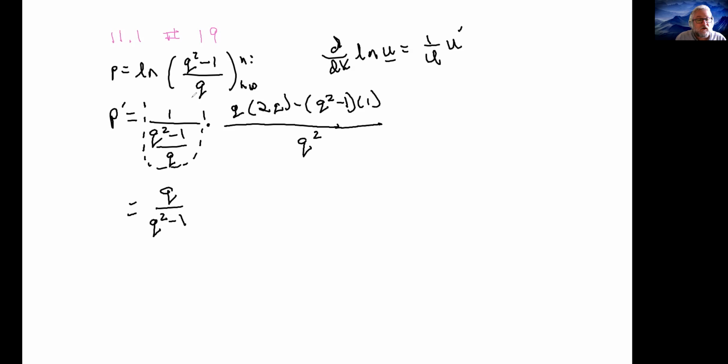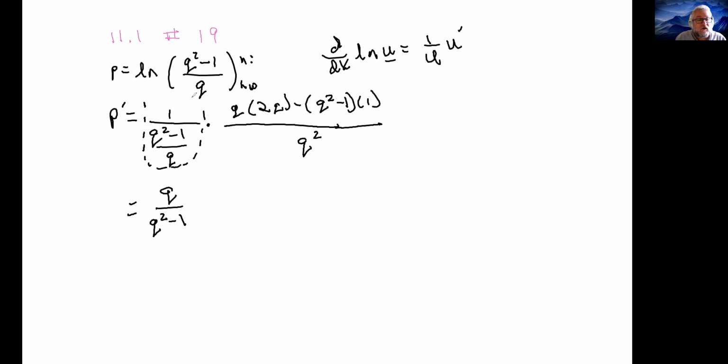Now I need to do the derivative of the goop inside. So I'm going to do the product rule. I'll take the derivative of the first, so that'd be 2Q times the second, Q to the minus 1, plus the first, Q squared minus 1, times the second. Derivative of that would be minus 1 times Q to the minus 2. So far, we're the same as what we did before, just looks ugly.